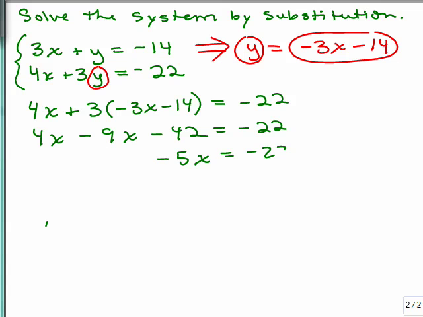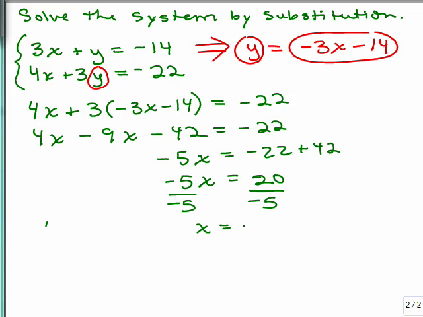I'm going to add 42 to both sides. So that's positive 20. Right? And divide by -5. So I got the value of x is -4 if I didn't make any mistakes. So I'm going to say this time I got the value of -4. By the way, in both of the examples I've done, I solved for x first. So I substituted for y and I solved for x. That's not always true. You can substitute for x and solve for y as well.